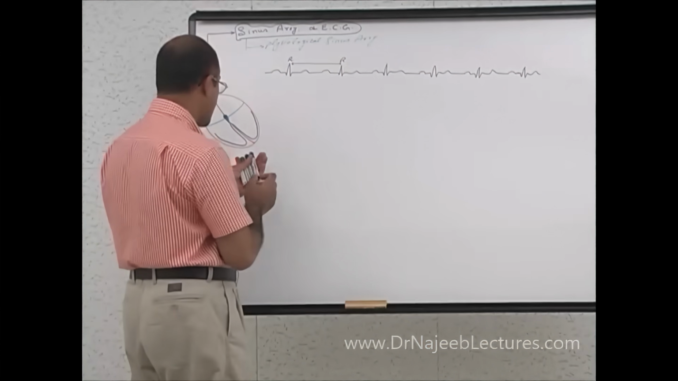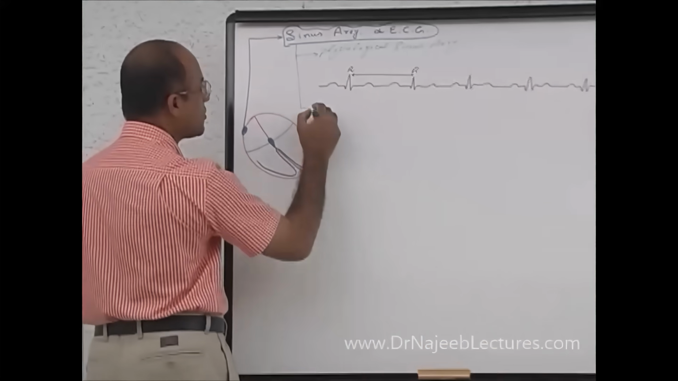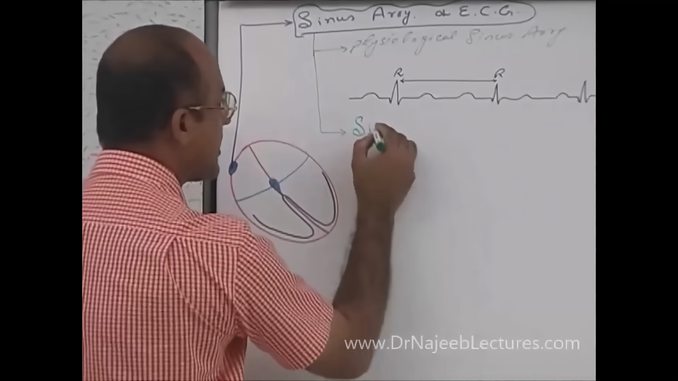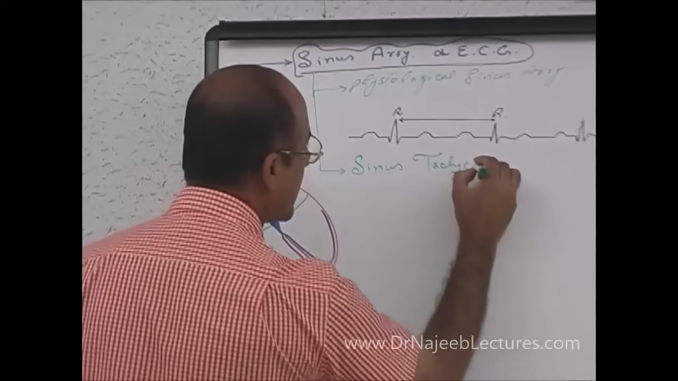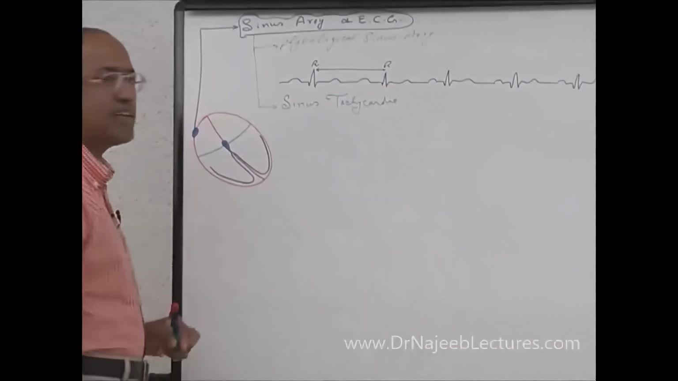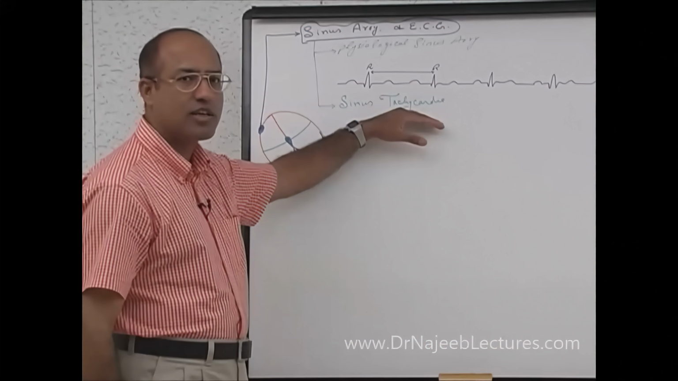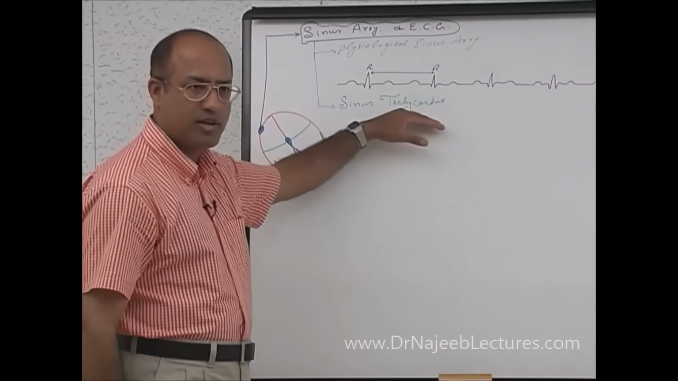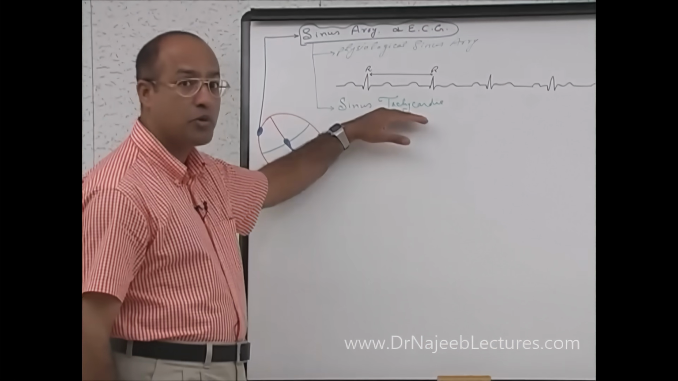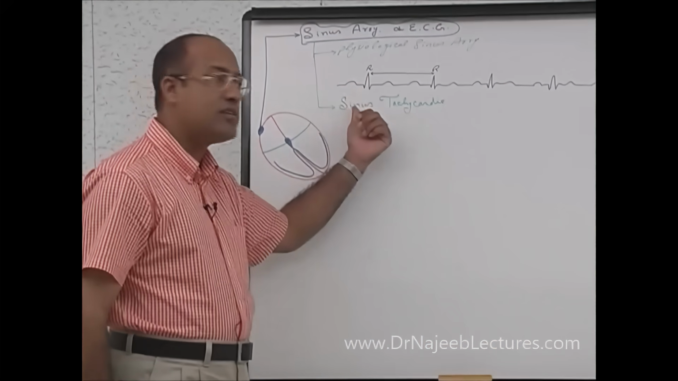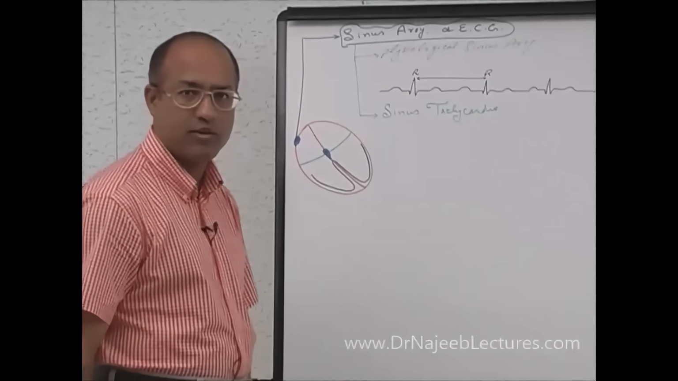After physiological sinus arrhythmia, now we'll talk about one more event. Let's suppose we talk about sinus tachycardia. What is meant by sinus tachycardia? First of all, you must know what is meant by tachycardia. We have already discussed that tachycardia means heart rate is more than 100. When we say a patient has sinus tachycardia, it means that the heart rate which is more than 100 is due to increased activity in the sinus, increased activity in the SA node, right?